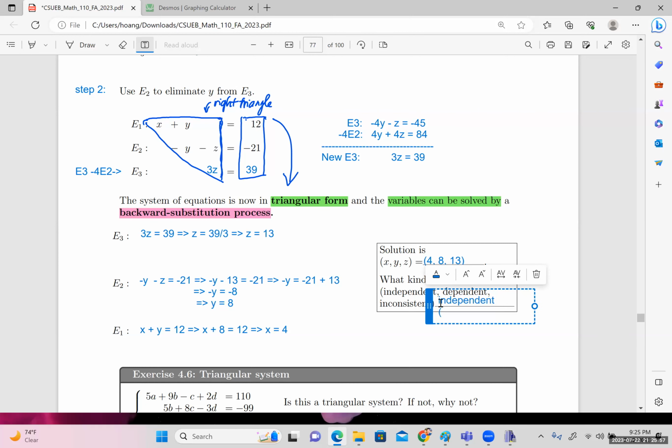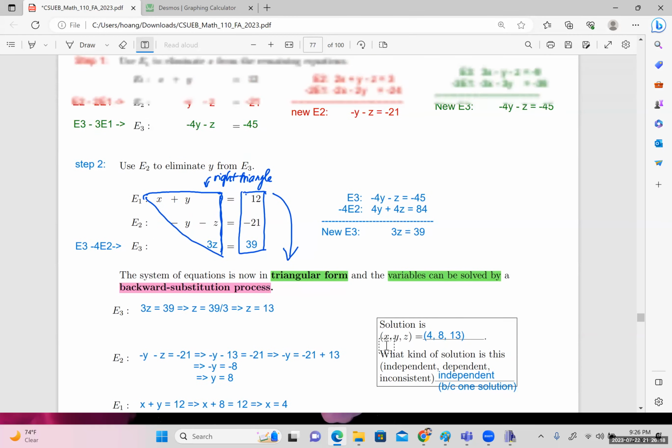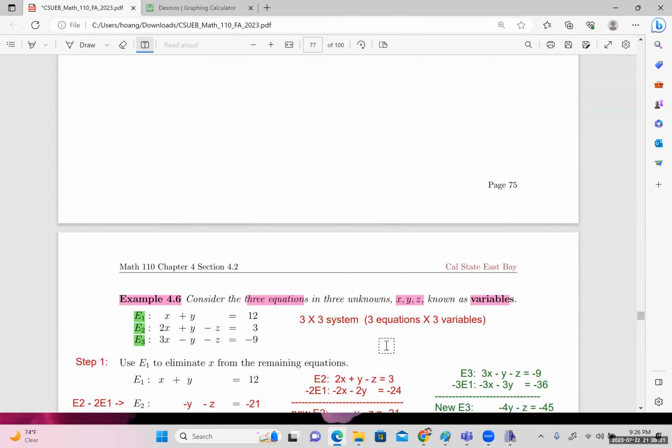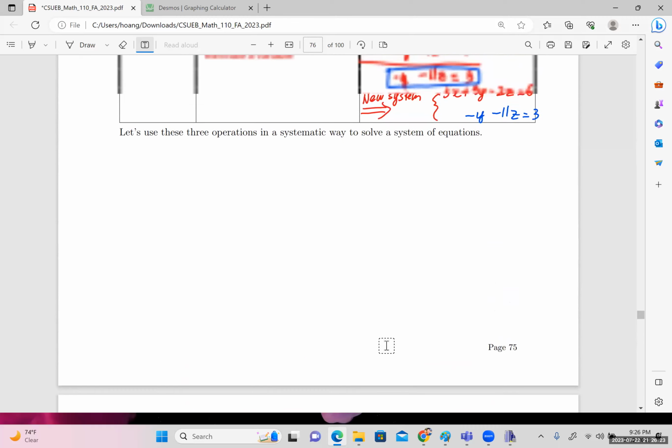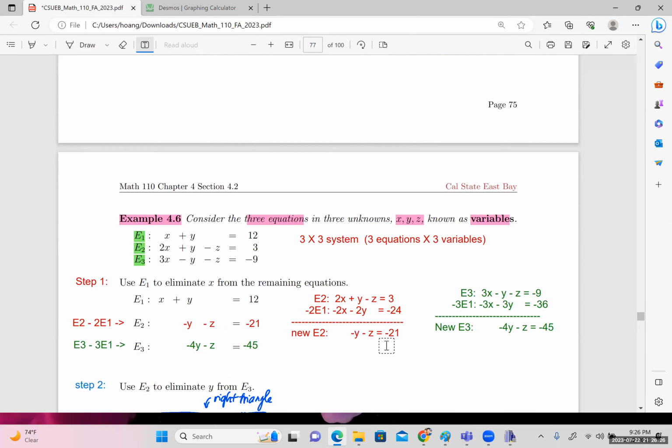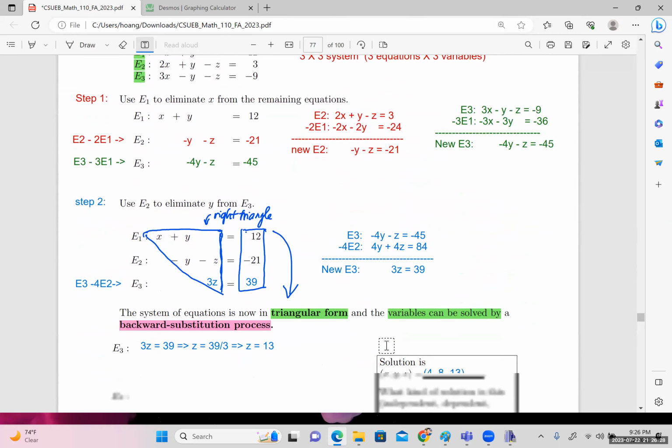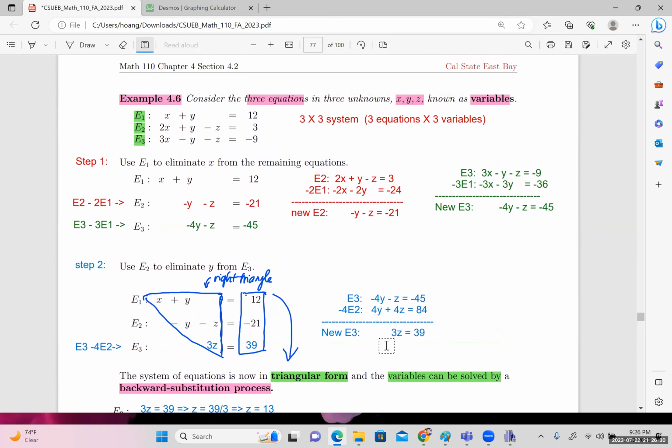And because we have only one solution. Does that make sense? Okay, so that is the way using Gaussian elimination and back substitution to solve for this system.